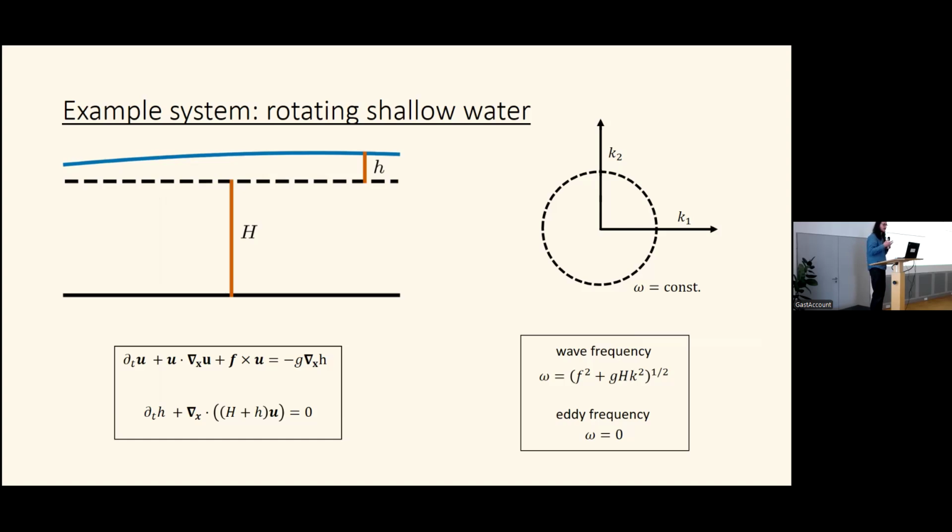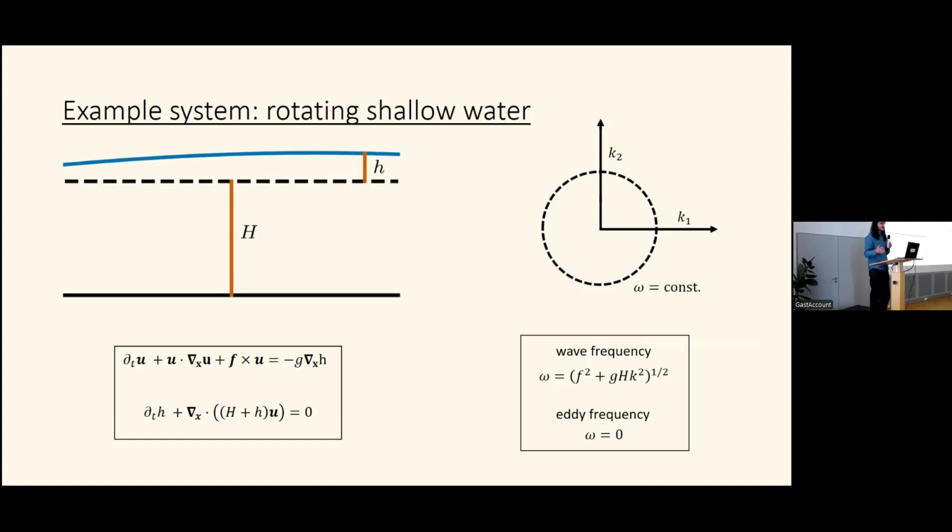So this system is useful for us because it can support both balanced eddies and also waves. So if we linearize this and look for wave-like solutions, the wave frequency is given by this expression in the box here. So there's some Coriolis parameter, g, H the layer depth, and then K squared is the horizontal wavenumber. And why I'm drawing your attention to this is because if the horizontal wavenumber is constant, then the frequency of the waves is constant. And this means that in spectral space, in wavenumber space, the constant frequency surface is a circle, which you can see above the box there.